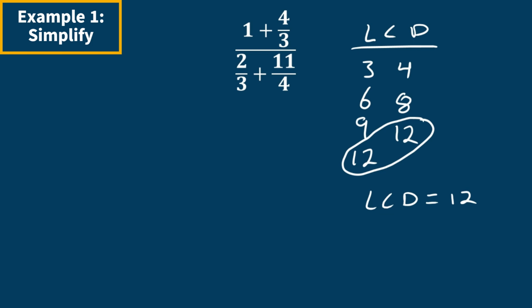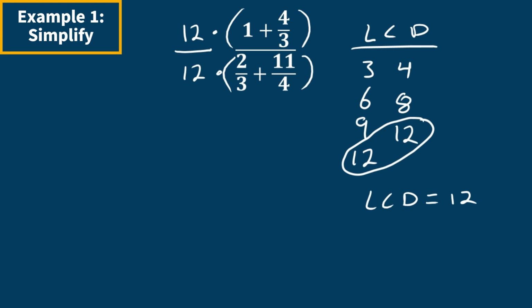Now what we do with this LCD is we multiply every single number by that number. So basically we're going to multiply this entire top part by 12 and this entire bottom part by 12 as well. Like that. And the reason why we can do this is because 12 over 12 is just 1, and you can multiply anything by 1 and not change it.